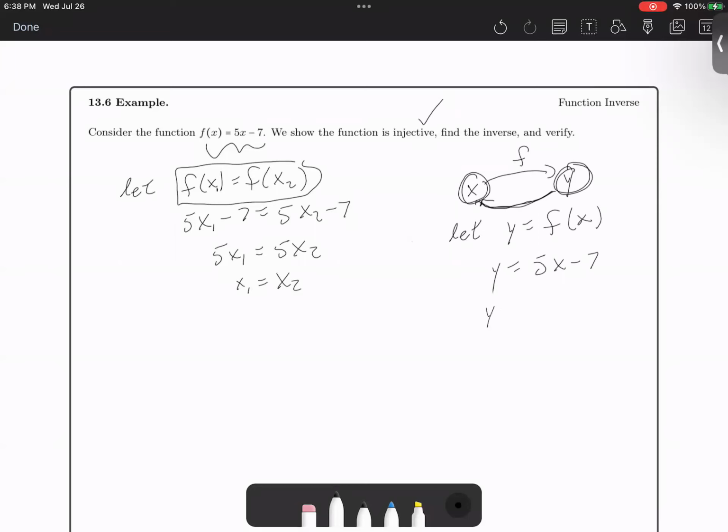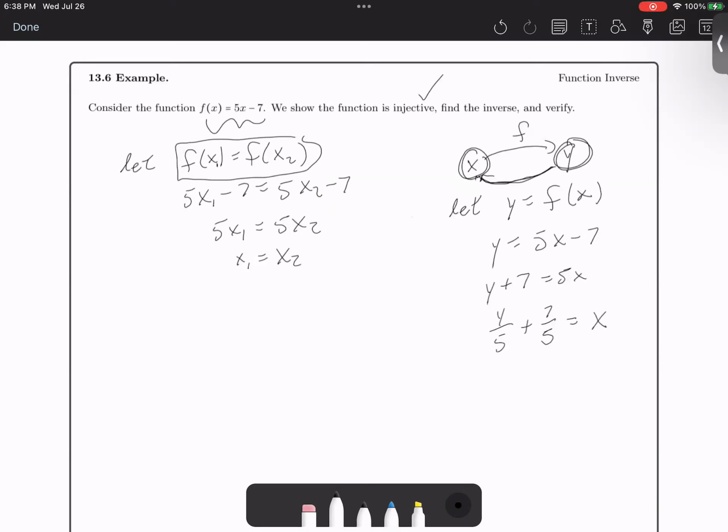I add 7 to both sides. I divide by 5. Cool. So that's how I go backwards. So if we name the inverse f inverse, it will be x over 5 plus 7/5. Right, because that's the function. It doesn't matter if I call it x or if I call it y, but right, it's all about pattern recognition.